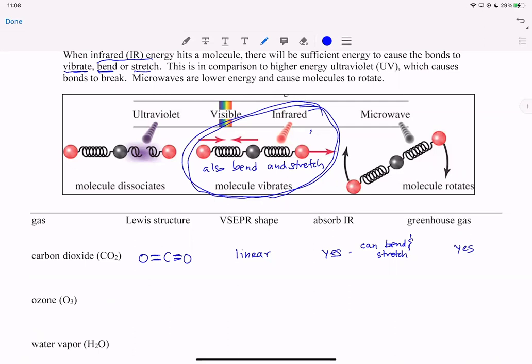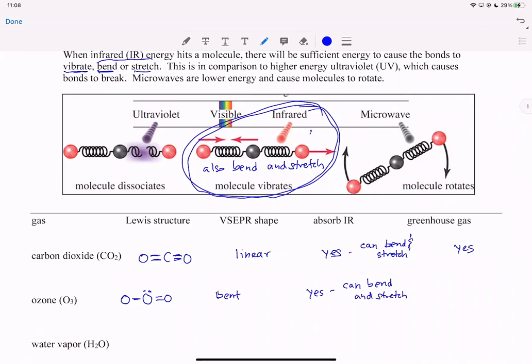Okay, ozone is this Lewis structure with an oxygen in the middle, a double bond on one side and a single bond on the other side, and there's a lone pair on the central atom. So that's a bent shape. And what happens to this shape is that it can form a more bent shape. So when this is hit with infrared, it can also bend and stretch. It can bend as a bent shape into a more bent shape, and it can also stretch.